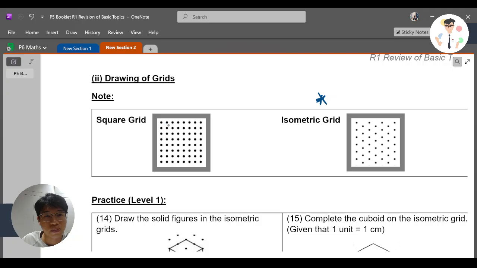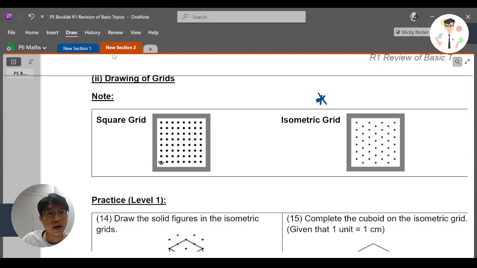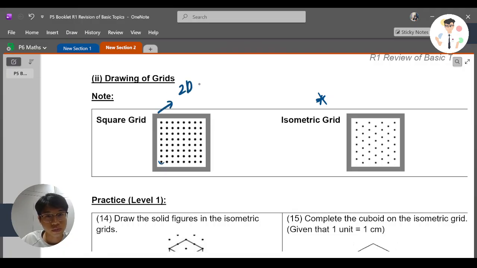Square grid. In simple terms, if you connect a line, as you can see, it's like a square, right? So all these things are squares. So this is called a square grid. And we usually use the square grid to draw 2D shapes, mainly. It's very good for drawing a square, a triangle, or a rectangle. All these things are simpler.